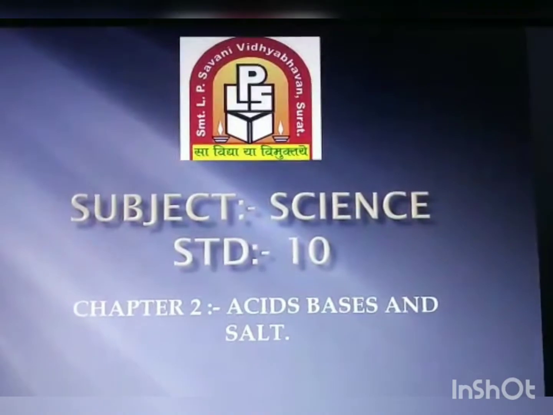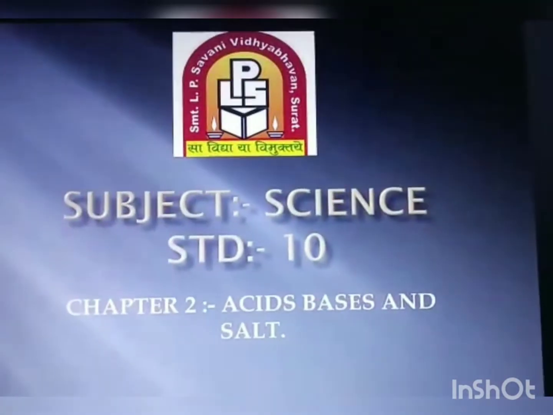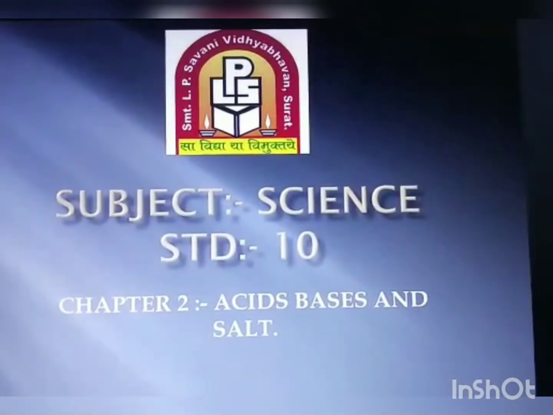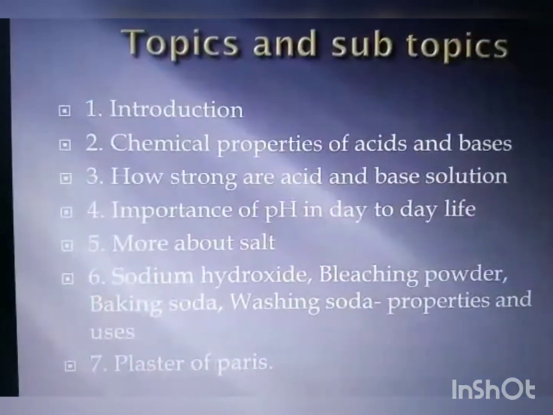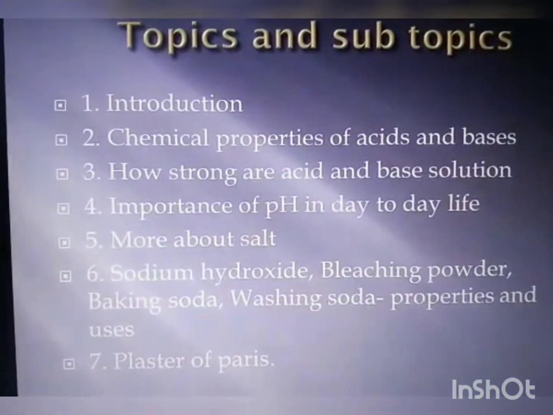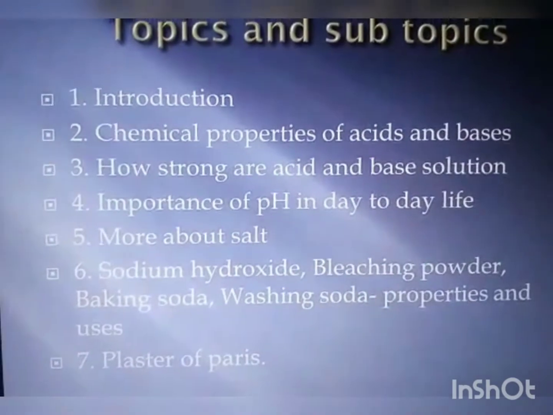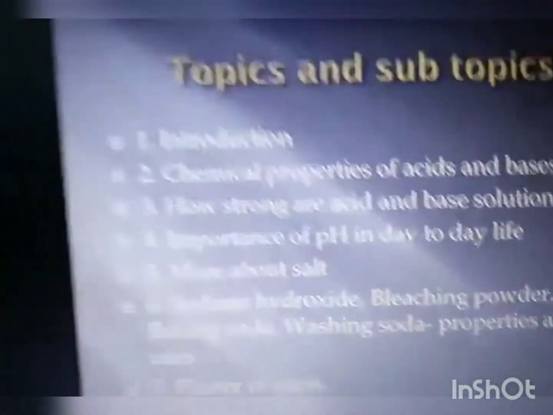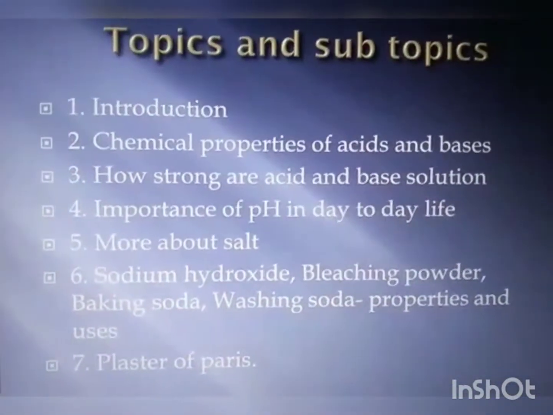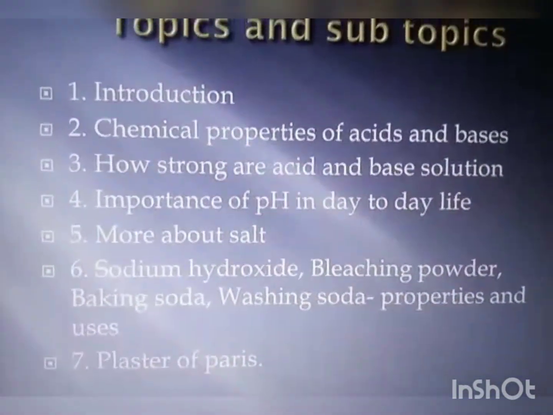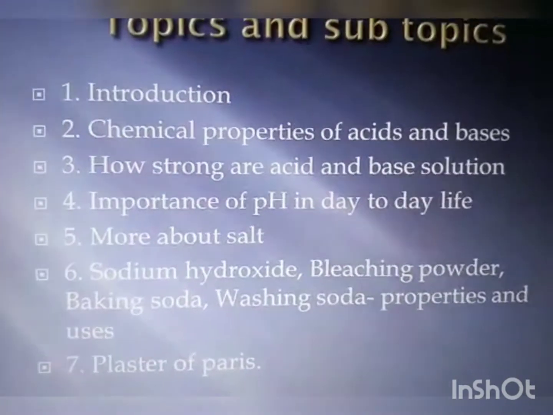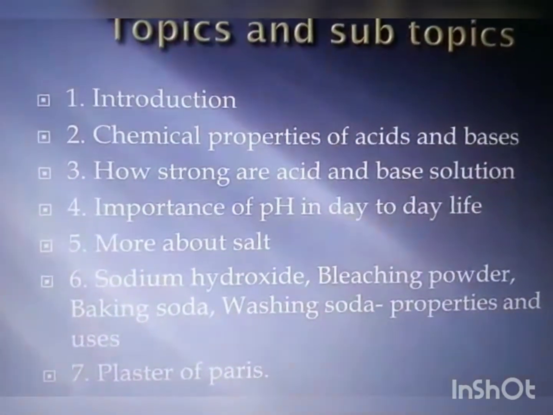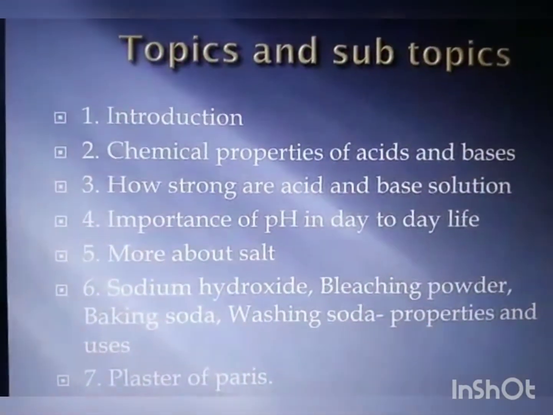Start new chapter, that is chapter 2, acids, bases and salts. The topics and subtopics of this chapter, that is acids, bases and salt. First we will discuss a little bit about the introduction of those. Then chemical properties of acids and bases. Especially we will discuss in this chapter the chemical properties of acids.